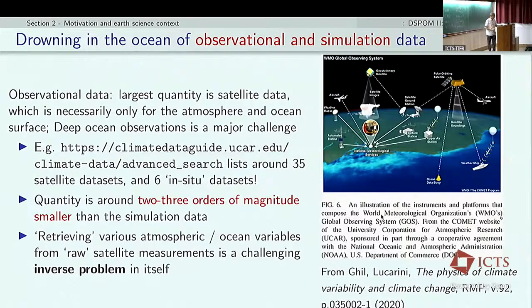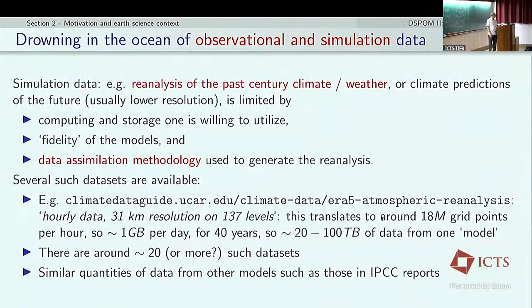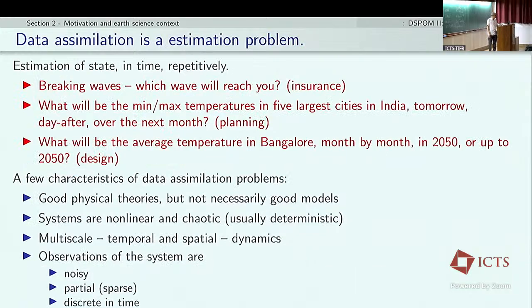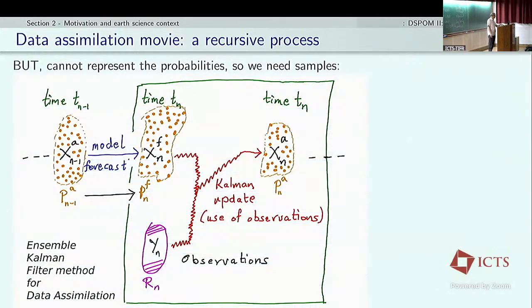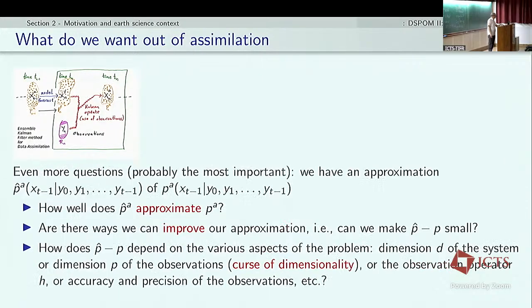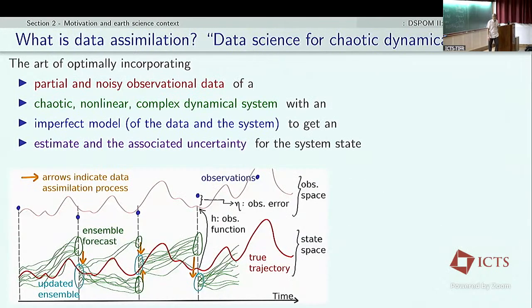So anyway, there are a large number of observations available, but they themselves are not sufficient. So I'll skip this part. Also, simulation data sets are growing, something like hundreds of terabytes of data sets coming out every year and so on. Okay, I will start here next time, next half. But for now, I'll just leave it at this point, and then after the break, there's a question.